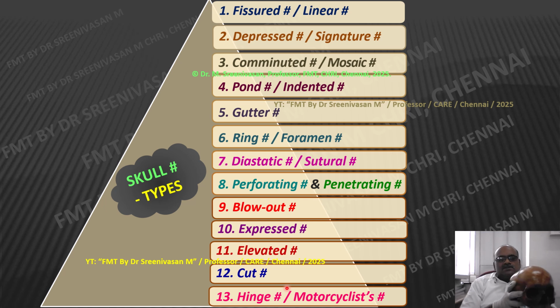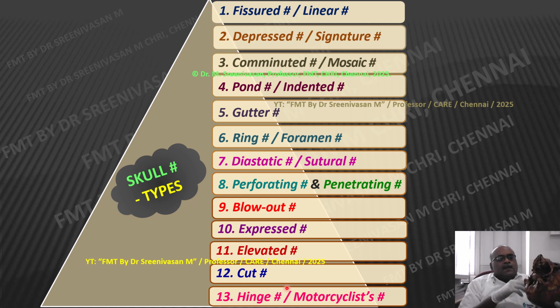Then hinge or motorcyclist fracture occurs especially when the person is skidding from the bike, landing onto the side. There will be a fracture starting from the petrous part of the temporal bone, crossing the middle cranial fossa along the sella turcica and ending at the opposite side petrous part of the temporal bone, right? One petrosal ridge to the other petrosal ridge crossing the sella turcica, right? That is called a hinge fracture or motorcyclist fracture.